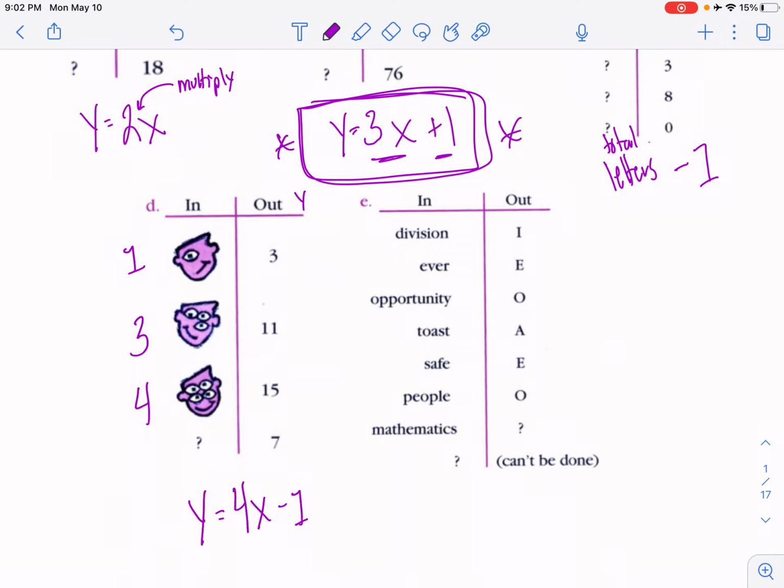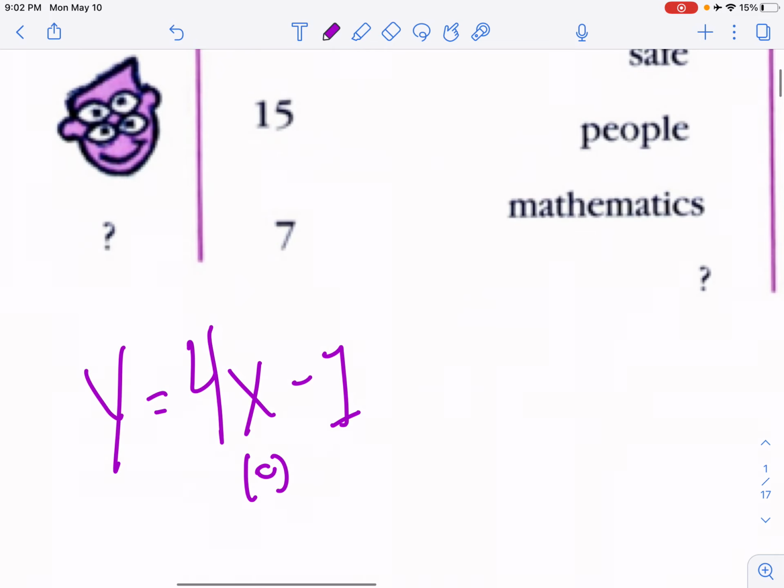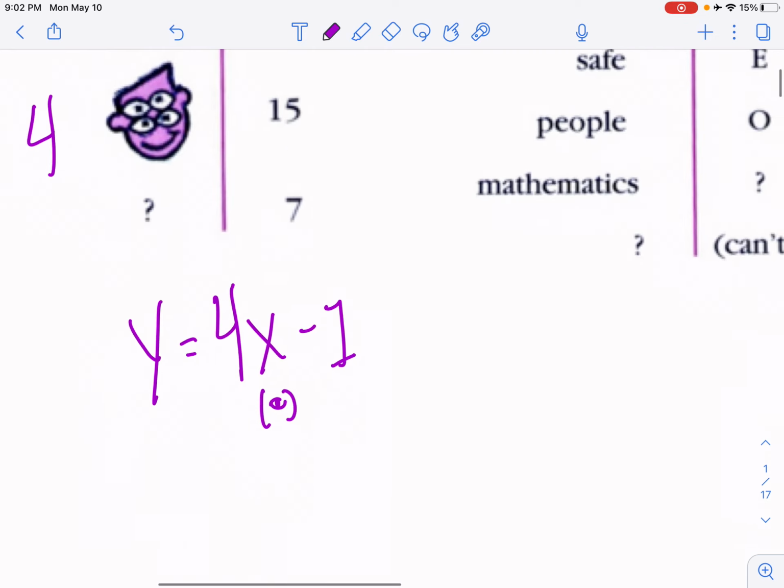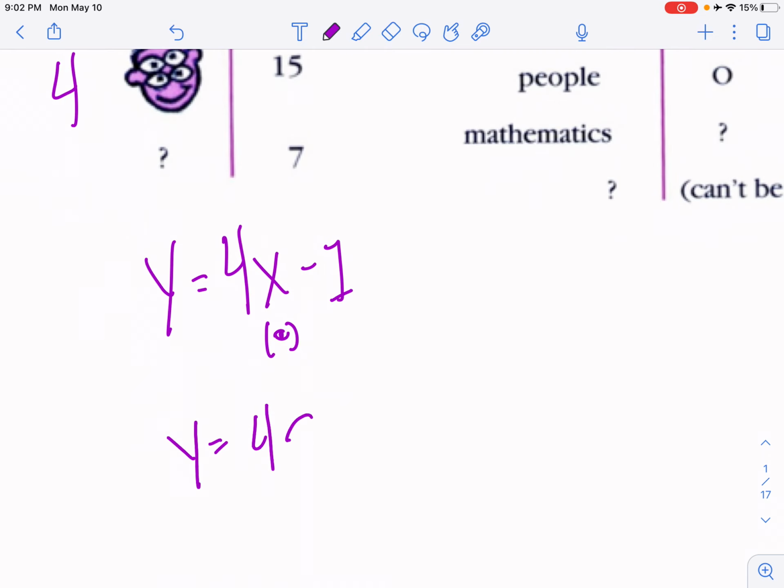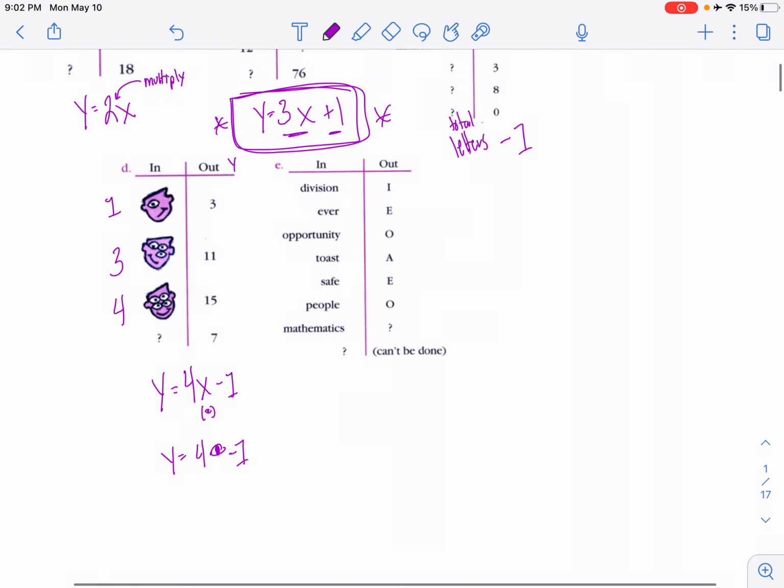Take away 1. And what am I multiplying by 4? I'm multiplying the little eyeballs by 4. So maybe you wrote y equals 4 eyeballs minus 1. That'd be very cute. But that's the idea.